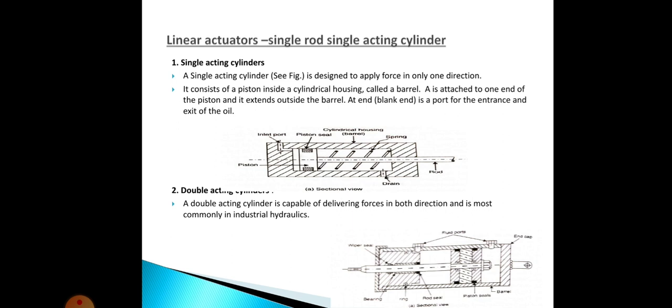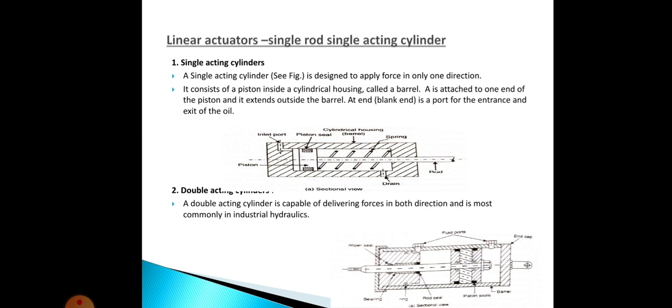A single acting cylinder can exert a force only in the extended direction. This cylinder does not retract hydraulically. Retraction is accomplished by inclusion of a compressed spring or by using gravity.